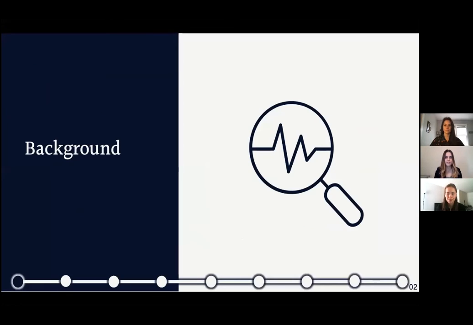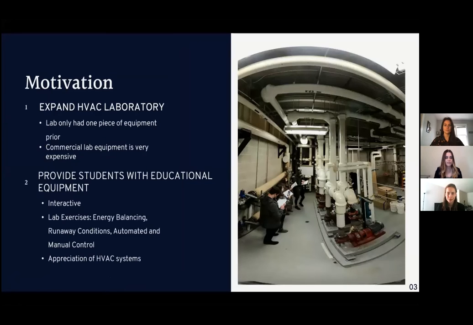So we'll begin this presentation with a little bit of background on the project. In 2018, the Faculty of Engineering and the ASHRAE Regina chapter partnered together to create the first heating, ventilation, air conditioning, and refrigeration course and complementary laboratory. Ever since then, the instructors have been looking to expand the laboratory component through the use of additional equipment.